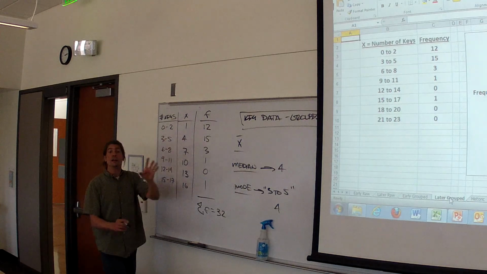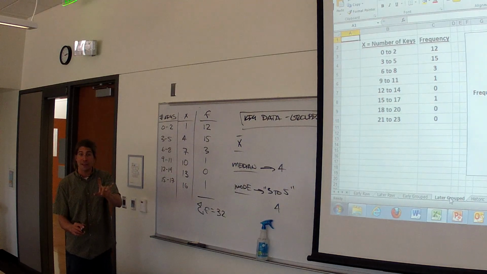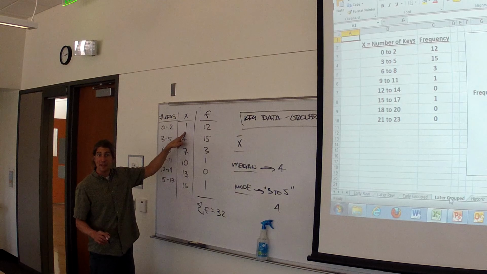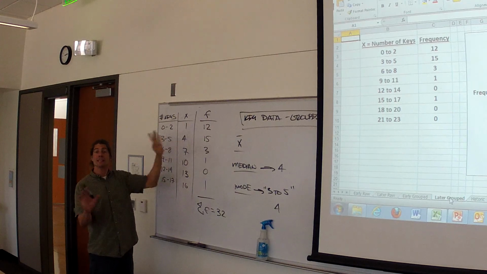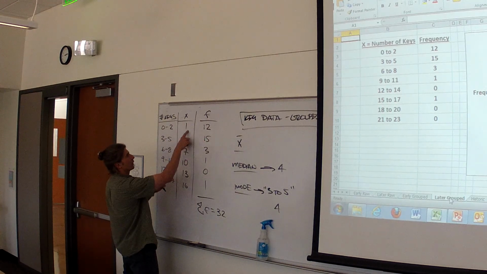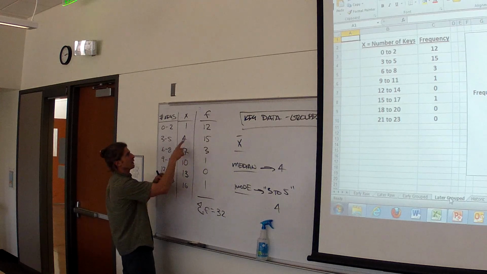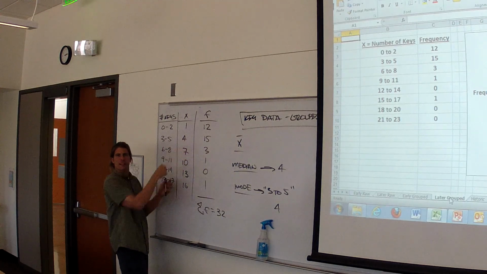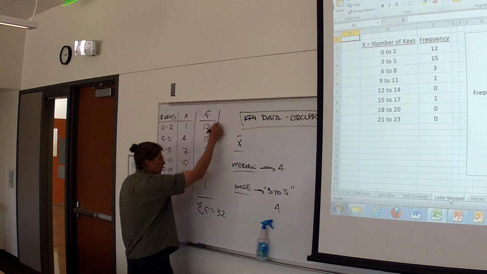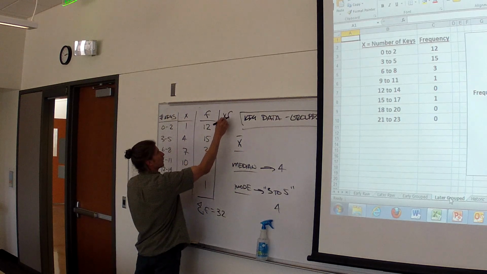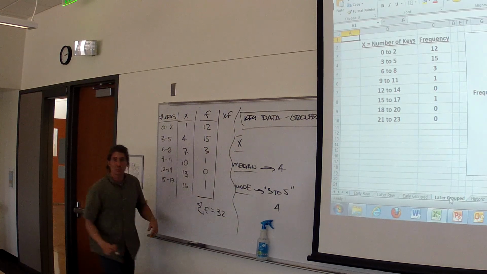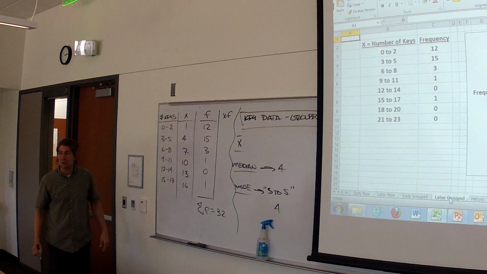I'd say, can we do something a little more slick? Multiply this times this and then add that. Is that okay? I mean, yes, we could do 12 ones, that's 1 plus 1 plus 1 plus 1, 4 plus 4 plus 4 plus 4, and that gets tedious. So let's just create one more column. We'll just do an X times F.